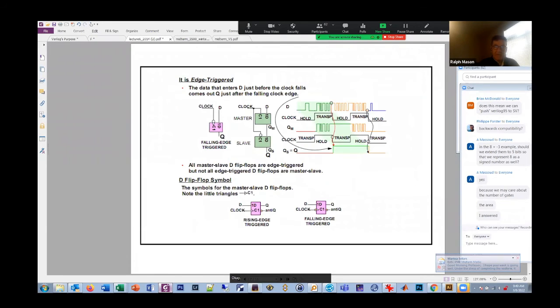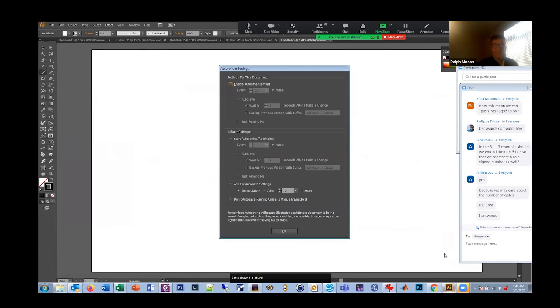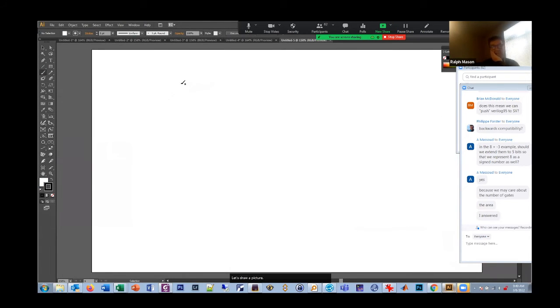No. Okay, the next thing. What are we doing for time? We've got 5 minutes. Let's draw a picture here. I'm going to make a D latch, and I'm going to feed that D latch into a second D latch. I'm going to make this transparent high, and this is transparent low.